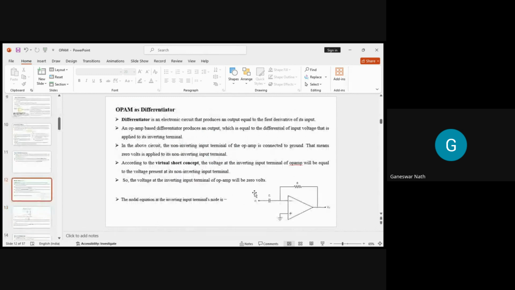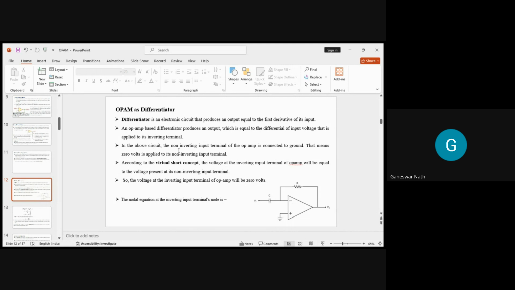Now I'm coming to the op-amp acting in different circuits or applications. It may act as a differentiator, it may act as an integrator. So it can be used in many cases. First let me talk about a differentiator, then we can talk about a simple integrator.